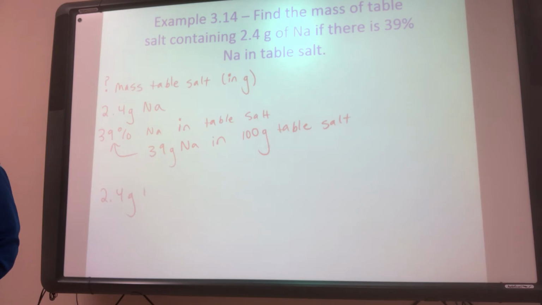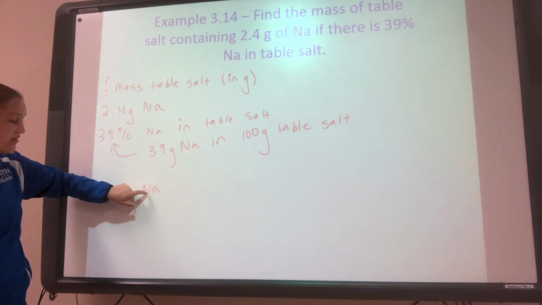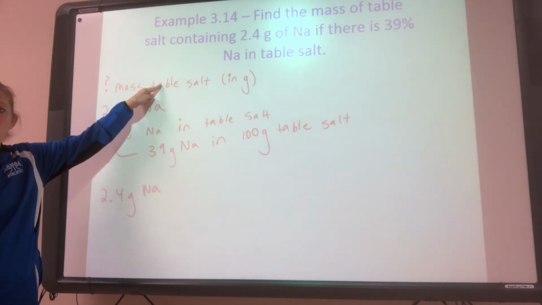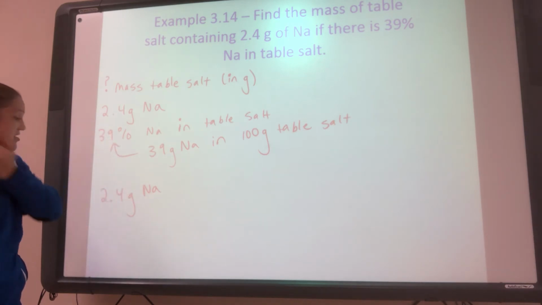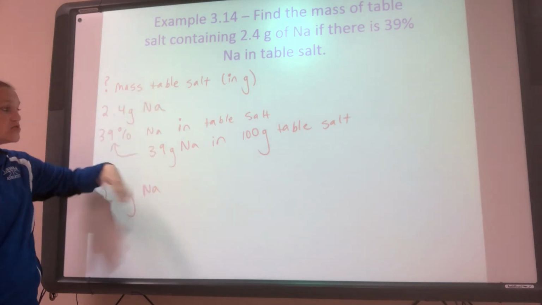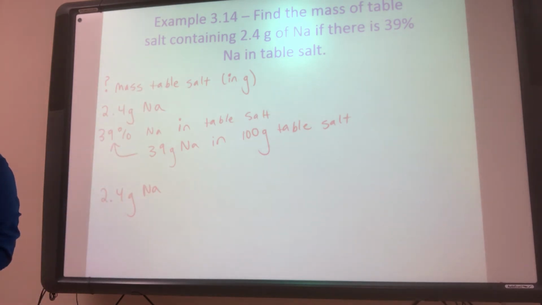2.4 grams of sodium. I have sodium, I'm trying to get to table salt. I'm trying to go from one thing to something completely different. The only way you've learned to do this so far is using the percent, but that assumes that this is in that, which we know. We know that sodium is in table salt. So the way we set this up is we want the grams of sodium to go away, so it goes on the bottom. I'm trying to get to grams of my table salt.